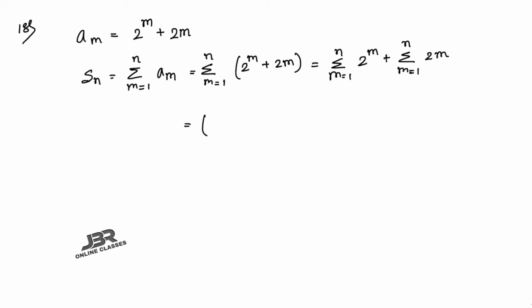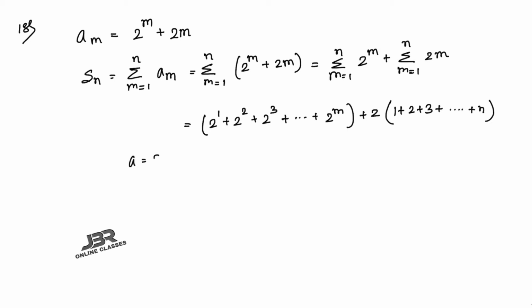So that means here you can write down 2 to the power 1 plus 2 to the power 2 plus 2 to the power 3 up to 2 to the power n, and here if 2 is common, it becomes 1 plus 2 plus 3 dot dot dot up to n. Here the first series is a GP with a equal to 2 and r equal to 2, and the second series is an AP with a equal to 1 and d equal to 1.